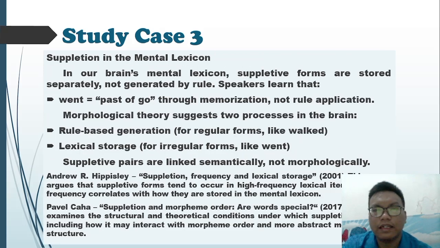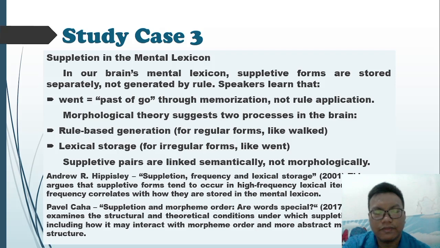Suppletion in the mental lexicon. In our brain's mental lexicon, suppletive forms are stored separately, not generated by rule. Speakers learn that "went" is the past of "go" through memorization, not rule application. Morphological theory suggests two processes in the brain: rule-based generation for regular forms like "walked," and lexical storage for irregular forms like "went." Suppletive pairs are linked semantically, not morphologically.